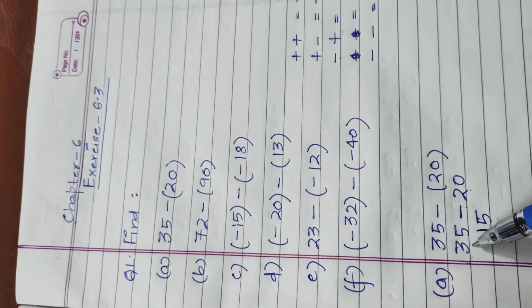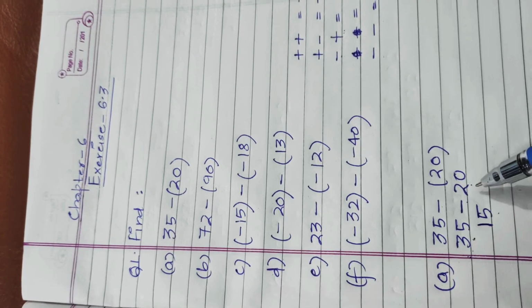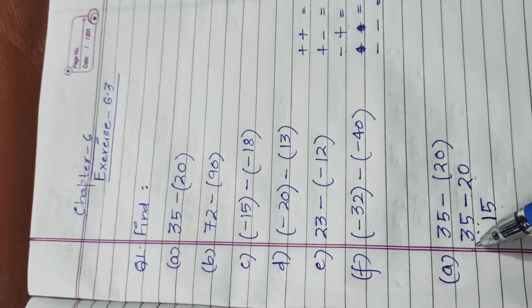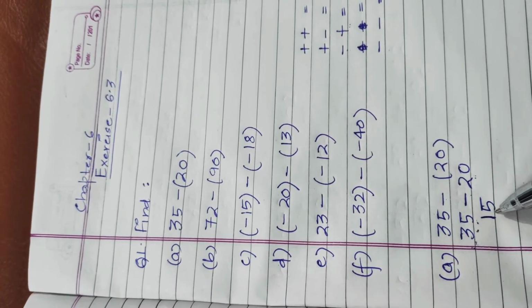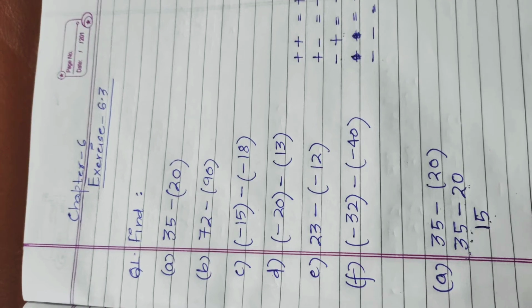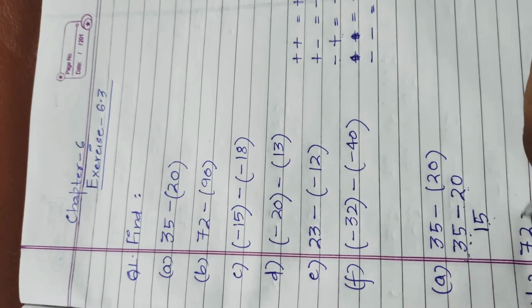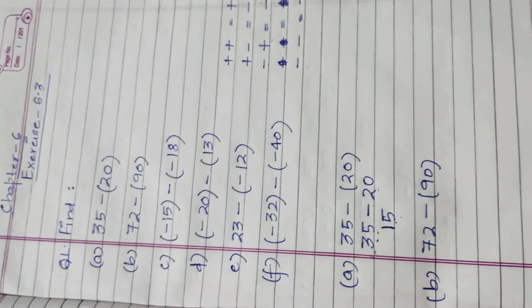Now we are going to look at the greater integer. Which one is the greater over here? One of the integers is 35, another one is 20. So 35 is greater over here. And what is the sign with 35? There is a plus sign. So we are going to write the plus sign with the answer. Now let us come to the B part. B part is 72 minus 90. The part is quite similar to the A part.